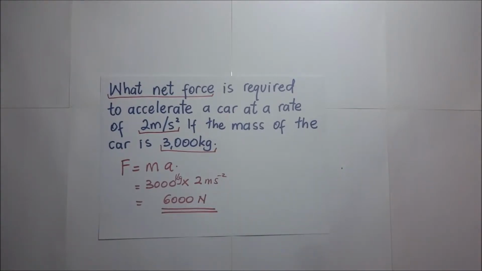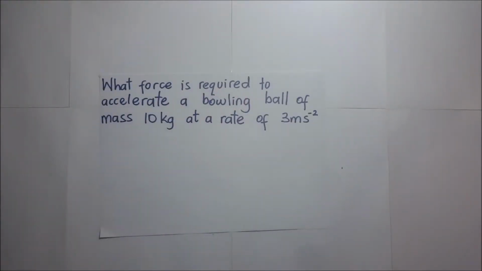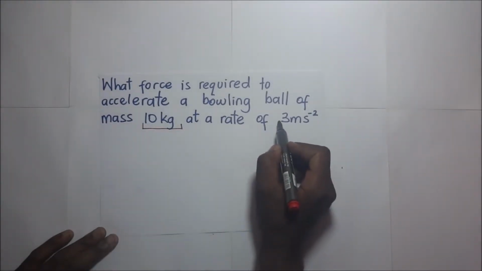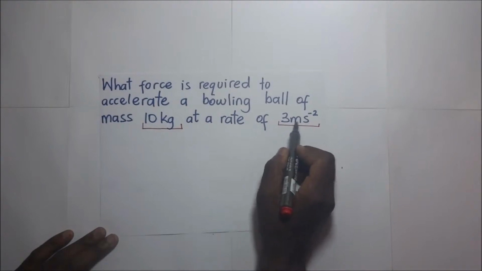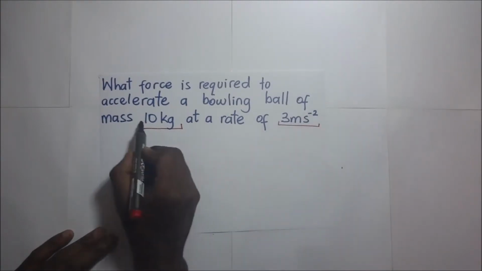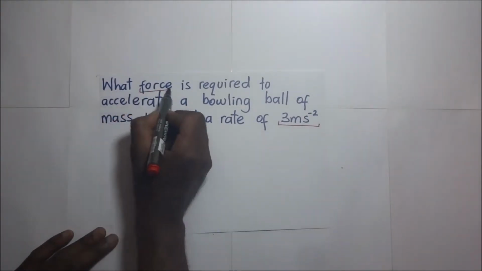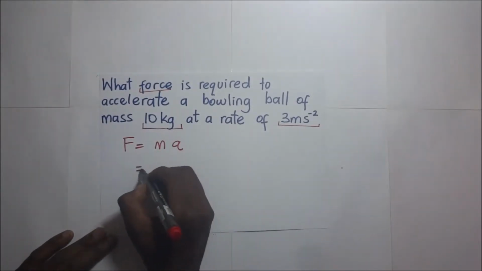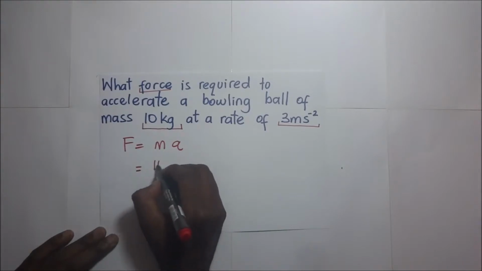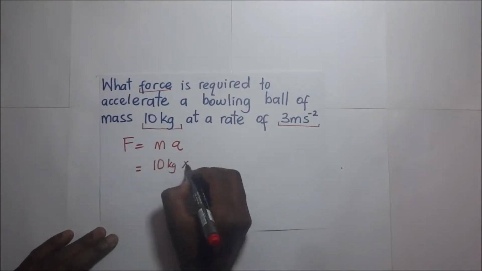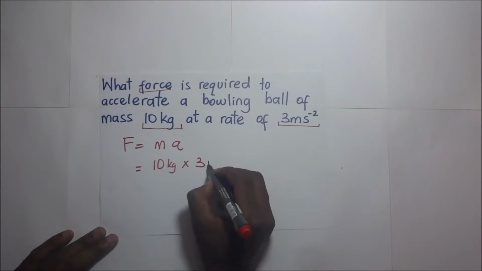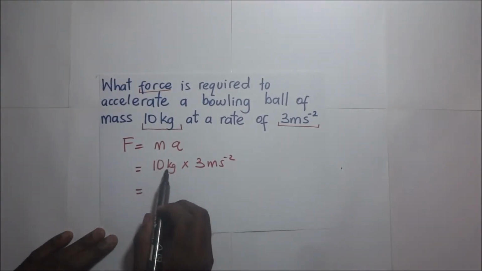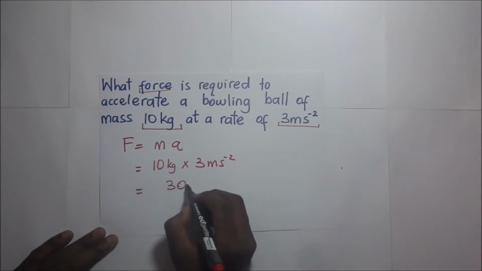We'll go on to our next example. What is the force required to accelerate a bowling ball of mass 10 kilograms at a rate of 3 meters per second squared? This is the acceleration. This is the mass. We're being asked to find the force. So we know that force is going to be equal to mass times acceleration. That's going to become mass 10 in kilograms, multiplied by the acceleration, which is 3 meters per second squared. And we shall end up with our answer as 30 newtons.